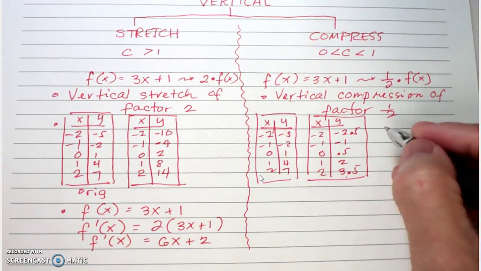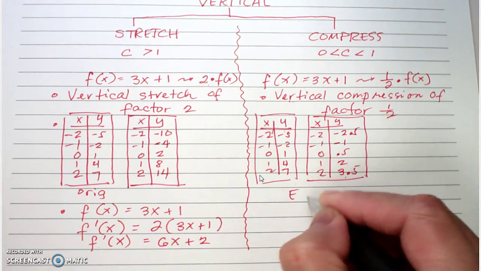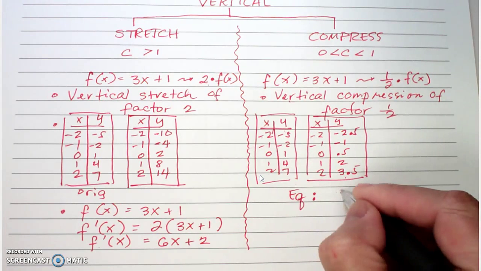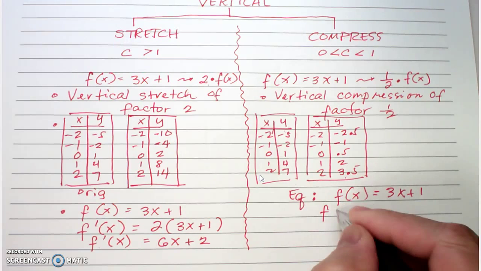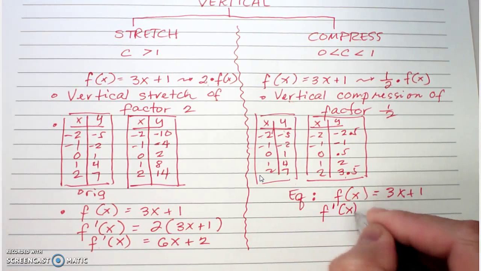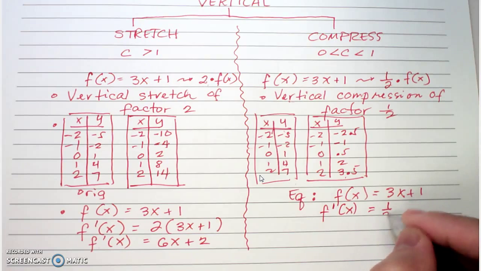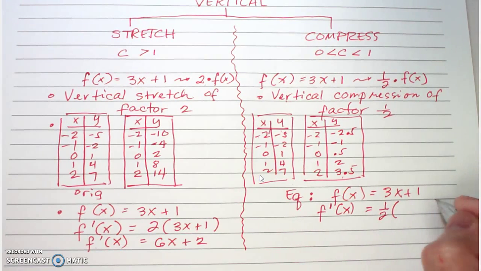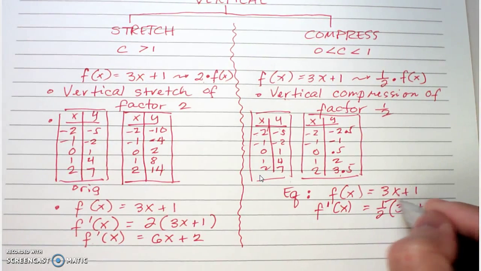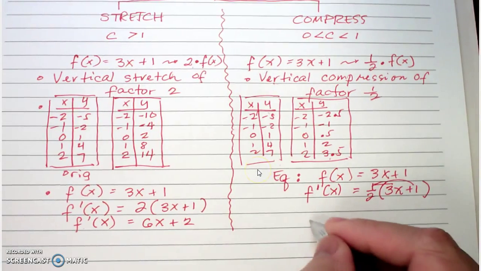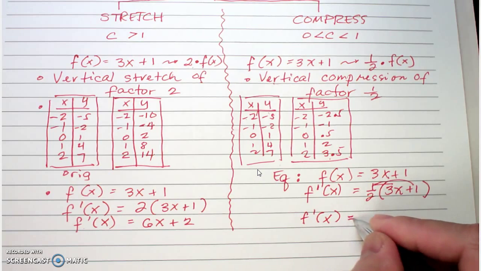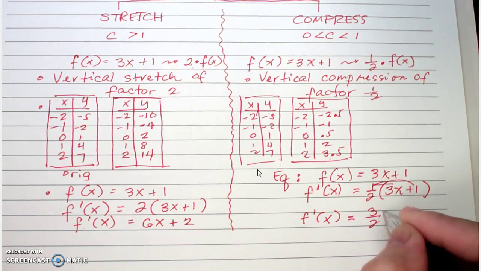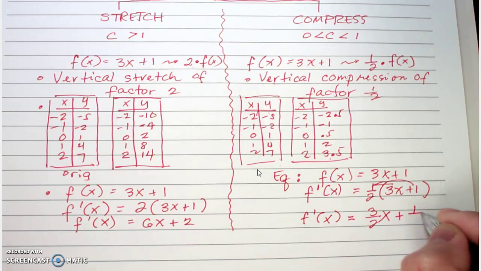So now let's go to the equation. Your original equation is f of x equals 3x plus 1, and your f prime of x is 1/2 of f of x, which is 3x plus 1. You need to distribute that, so it will now become f prime x as 3 over 2 x plus 1/2.